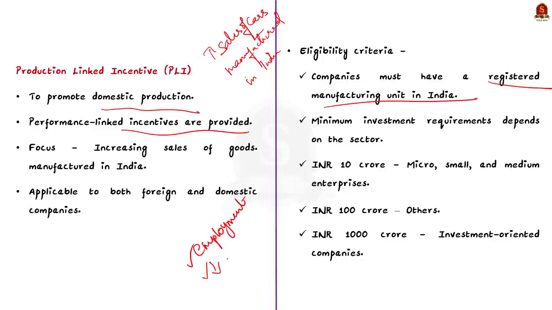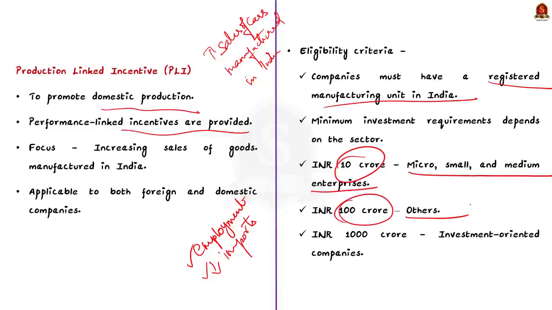The minimum investment requirements also vary depending on the sector, like rupees 10 crore for micro, small and medium enterprises, rupees 100 crore for others, and approximately 1000 crores for investment oriented companies. So far, the government has announced PLI schemes for 14 sectors.